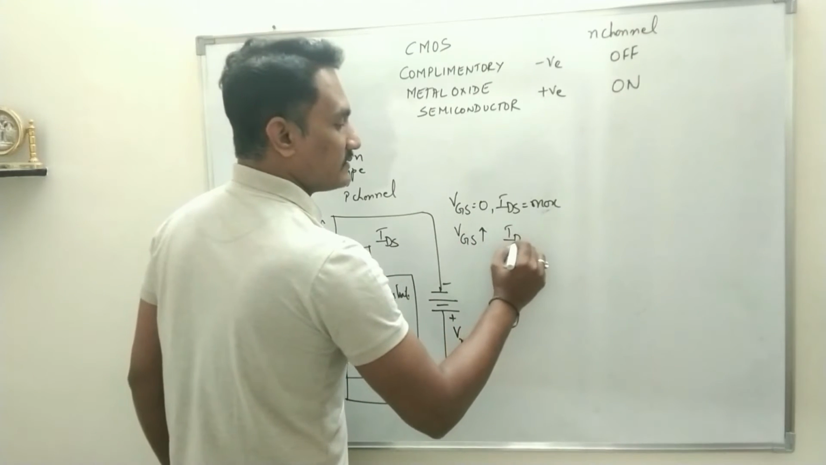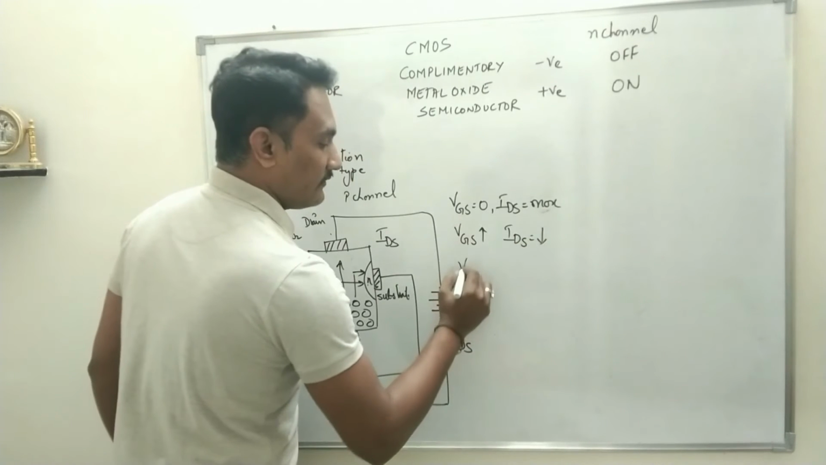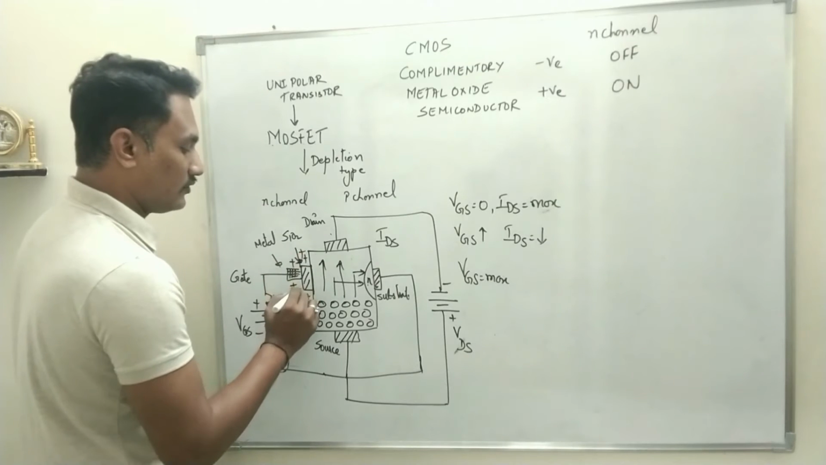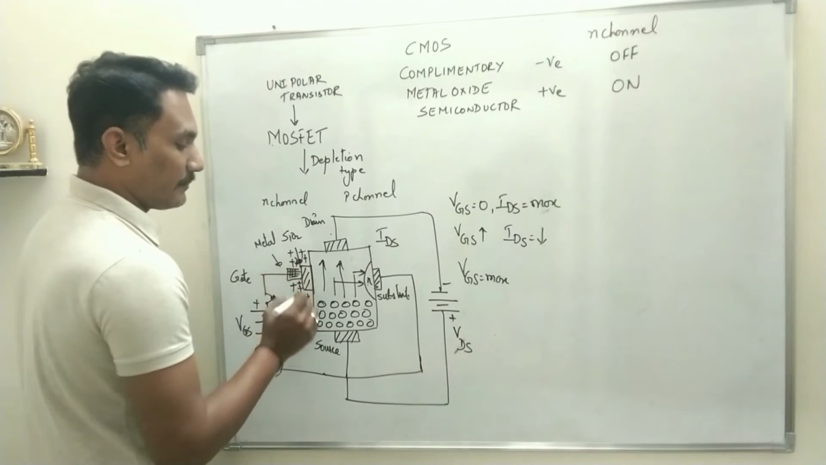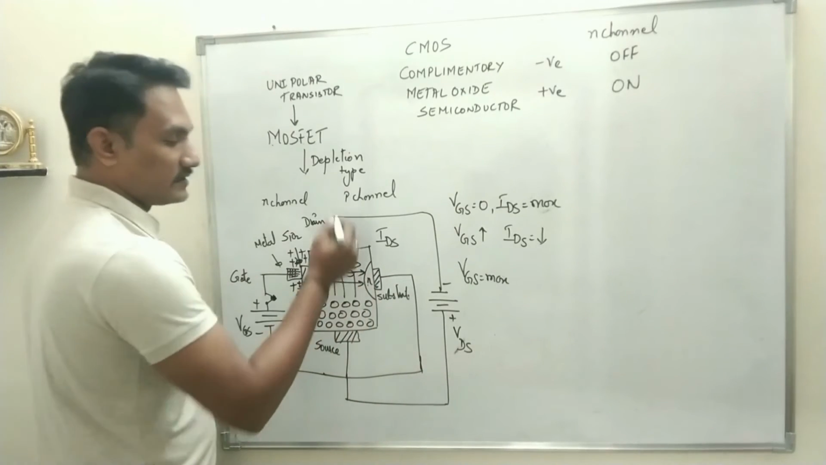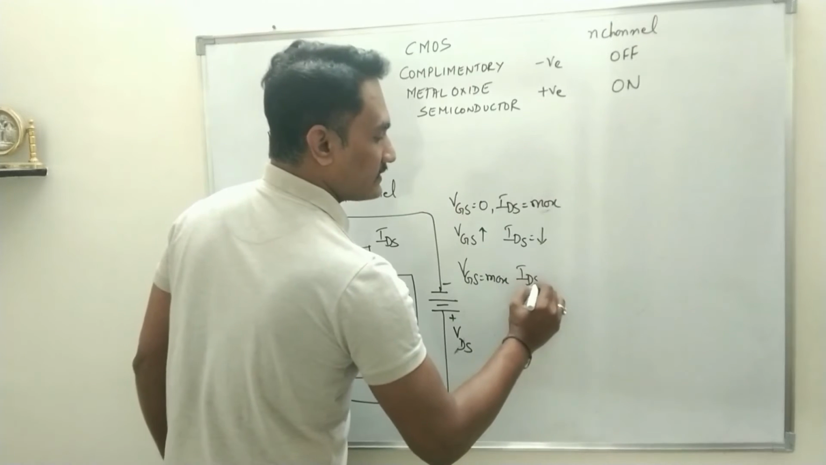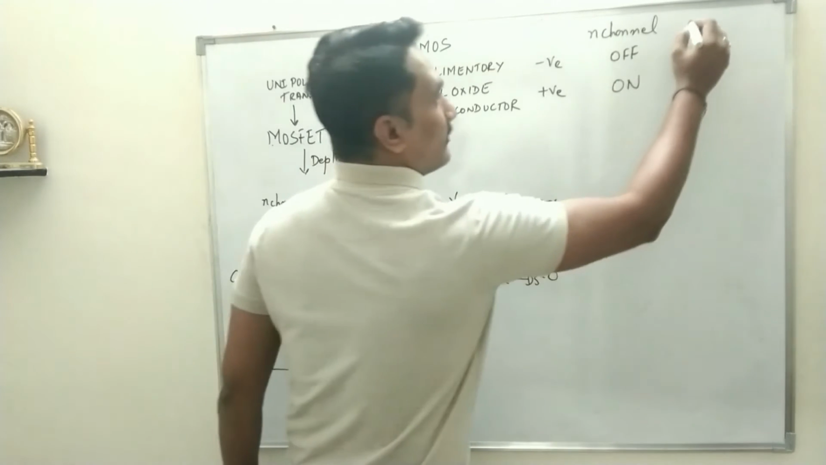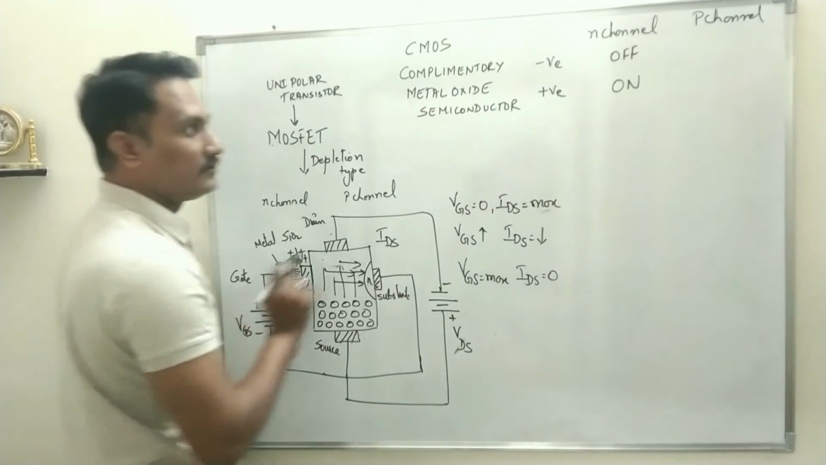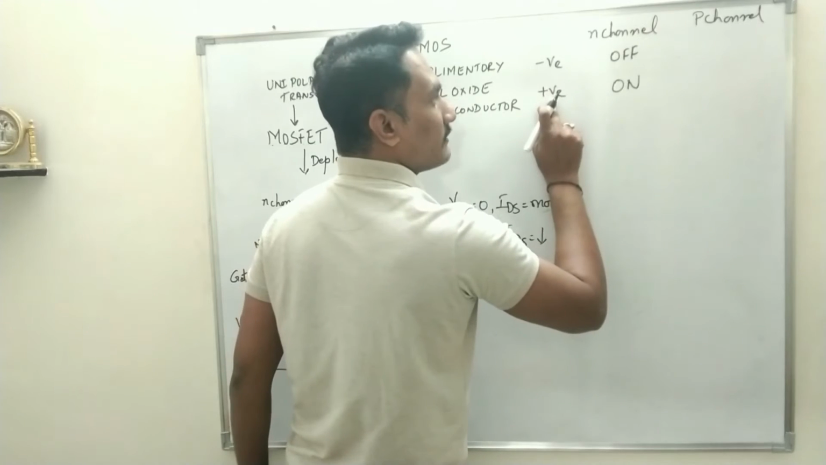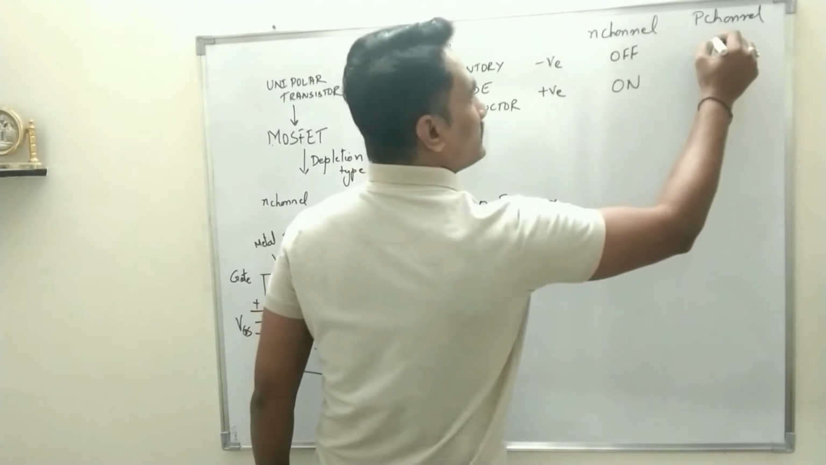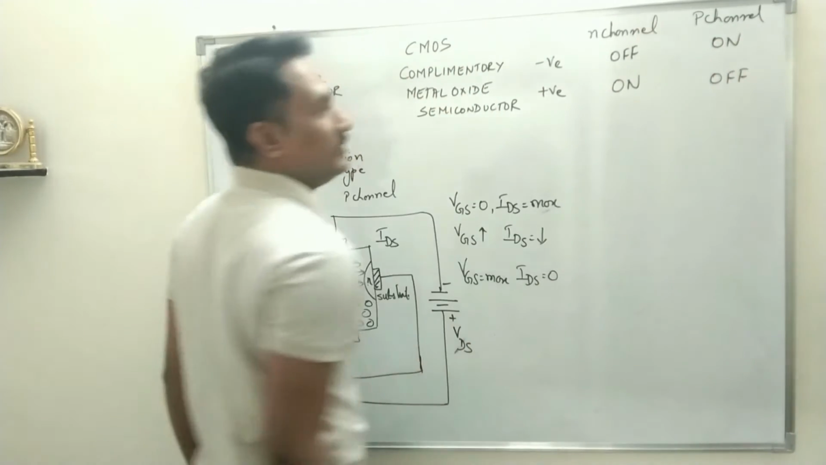That means IDS will decrease, and when VGS is maximum, a large amount of positive charge will accumulate in the capacitor. Therefore all the charge carriers will move towards the PN junction instead of the drain, and we say IDS will become 0. So for a P channel, we have applied a positive terminal to the gate. When a positive terminal is applied to the gate, the P channel will be off. Similarly, if you apply a negative terminal, the P channel will be on.